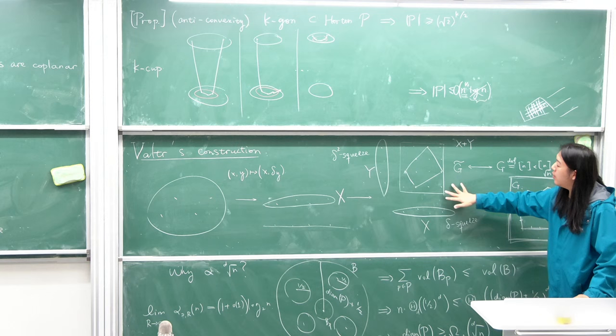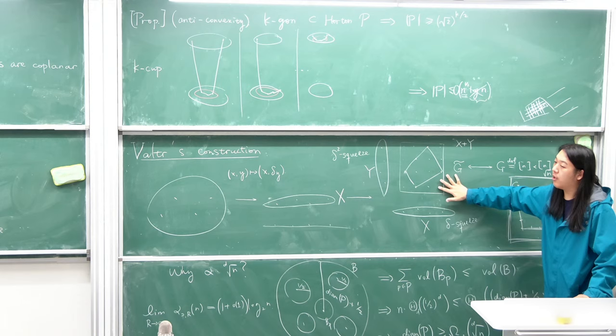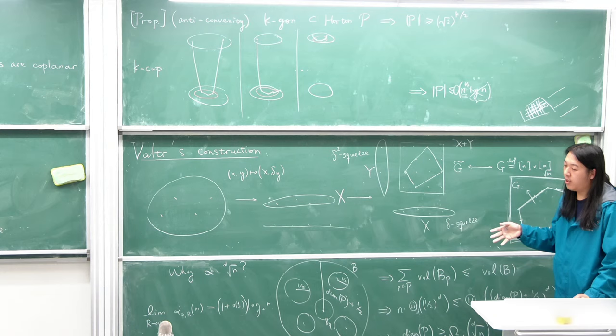I think it's kind of easy. It's kind of easier in R2. If you check carefully, then this one already gives you a point set in general position. But in higher dimensions, you need to add one more perturbation so that everything is in general position.